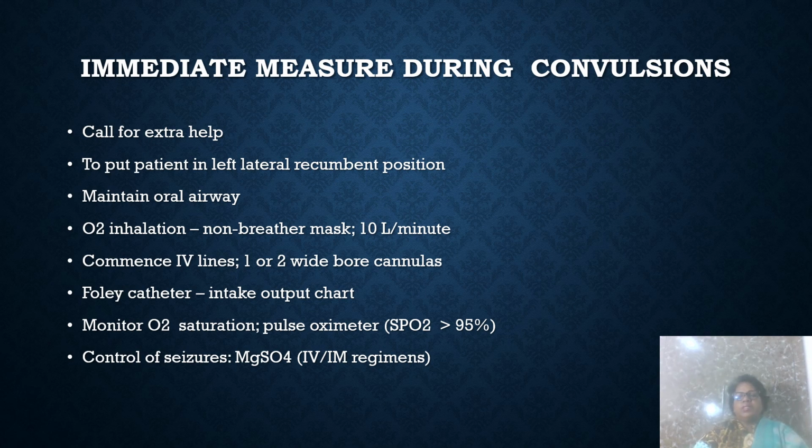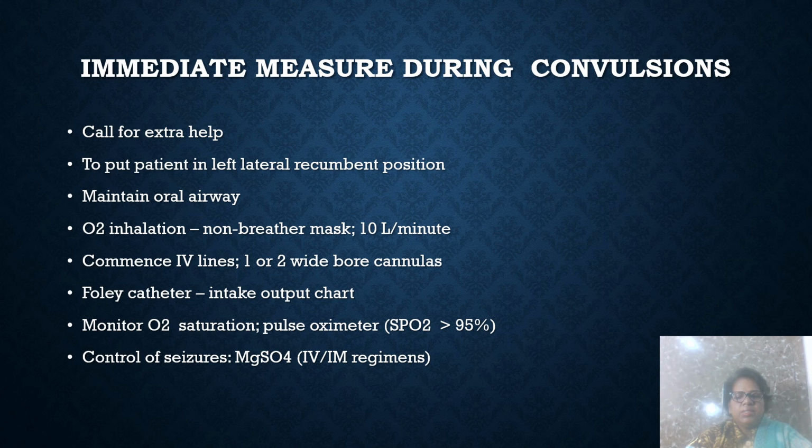Immediate measures during convulsion. During convulsion, what has to be done? Call for extra help, put the patient in left lateral recumbent position. Maintain oral airway. Oxygen inhalation by non-rebreather mask at 10 liters per minute. Commence IV lines, 1 or 2 wide bore cannulas should be put. Foley's catheter should be inserted and intake output chart should be maintained. Monitor oxygen saturation, a pulse oximeter should be there. SpO2 should be maintained at more than 95%.